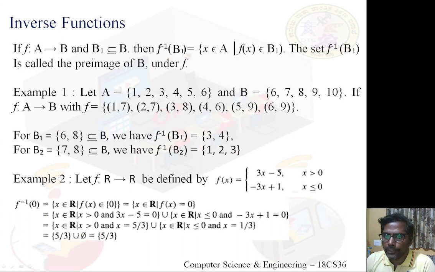Now, coming to inverse functions. Assume f is a function from the domain A to the codomain B, and let B1 be some subset of codomain B. Then f inverse of B1 is nothing but the set of all those elements x that belong to domain A such that f of x belongs to B1.